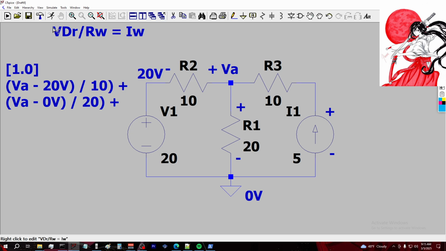So where am I at right now? All right, so we're going to go through this current source, right? We went from negative to positive, right? So if we went from negative to positive, that is going to be.